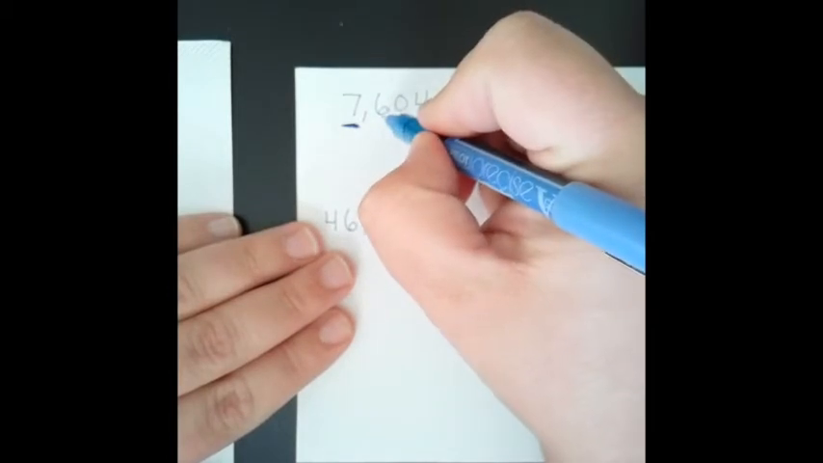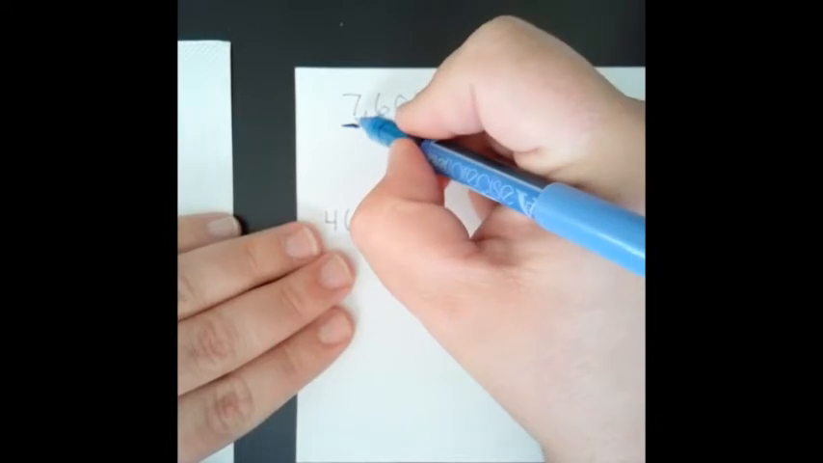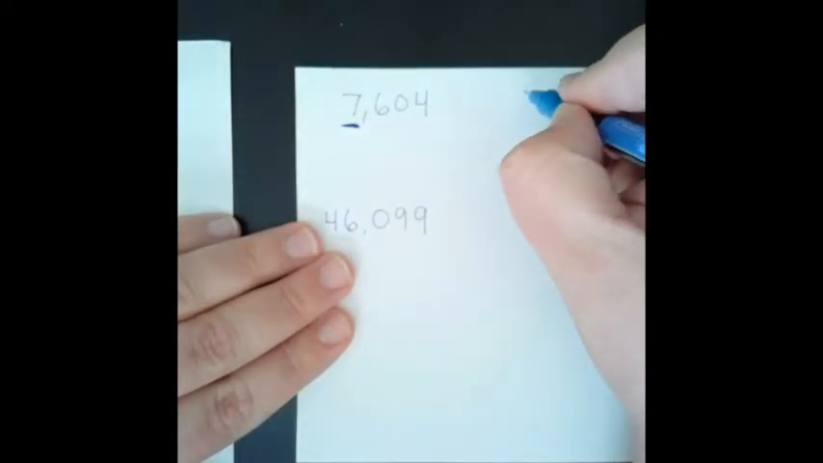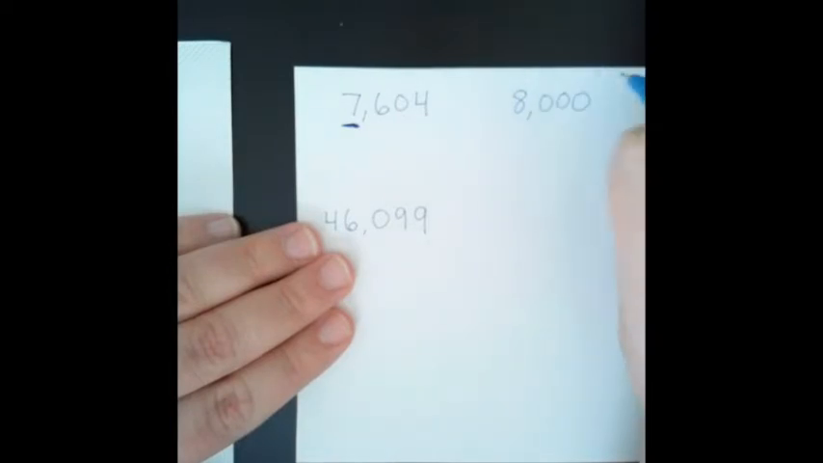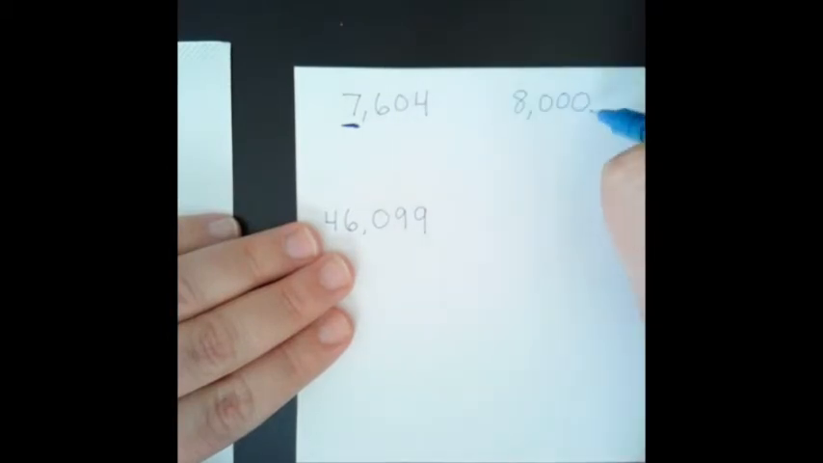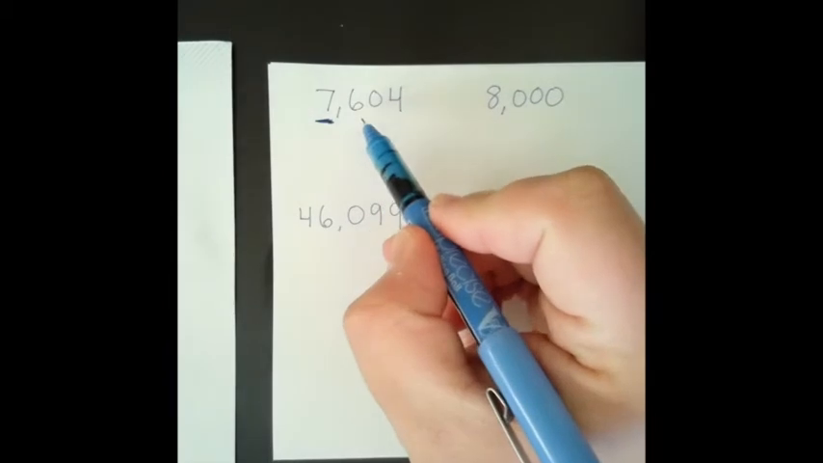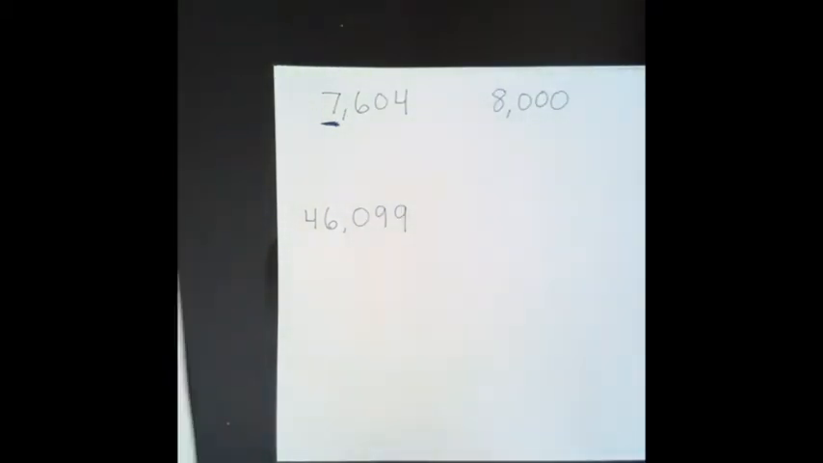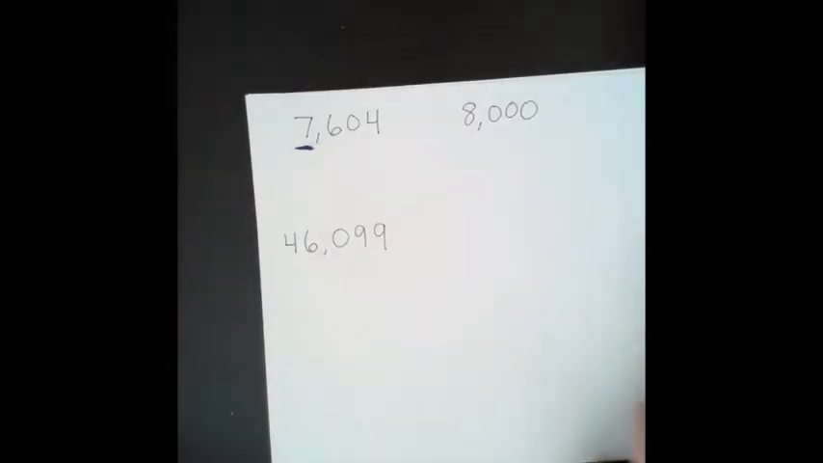So since it's a 6, we know that it's 5 or above. Give it a shove. So we're going to give that 7 a shove, make it an 8. And then after our stop sign, everything turns into zeros. So that 6 becomes a 0, so that 0 is a 0, and then the 4 becomes a 0. So that means that when you round 7,604 to the nearest thousand, that's 8,000. So I'm going to just transfer my answer over here. 8,000.